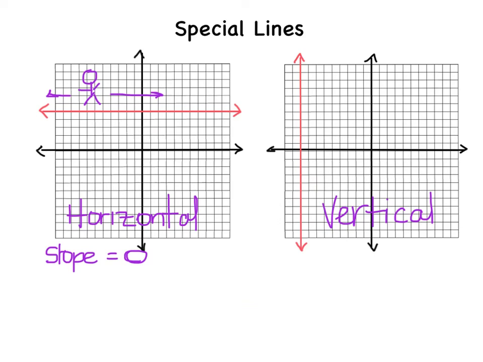The equation of this line is always y equals the y that it goes through on the y-axis. Right here, I go through 4, so this equation is going to be y equals 4. On the right-hand side, over here, we have a vertical line, and the slope here is always undefined or no slope.